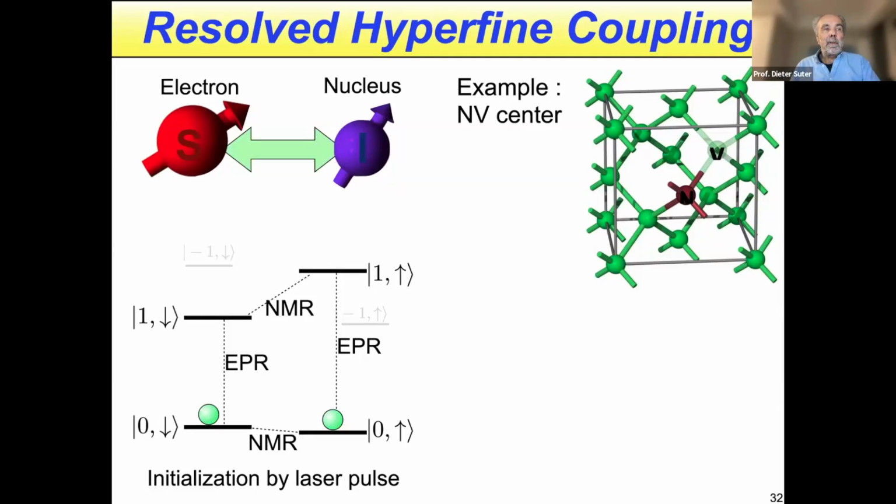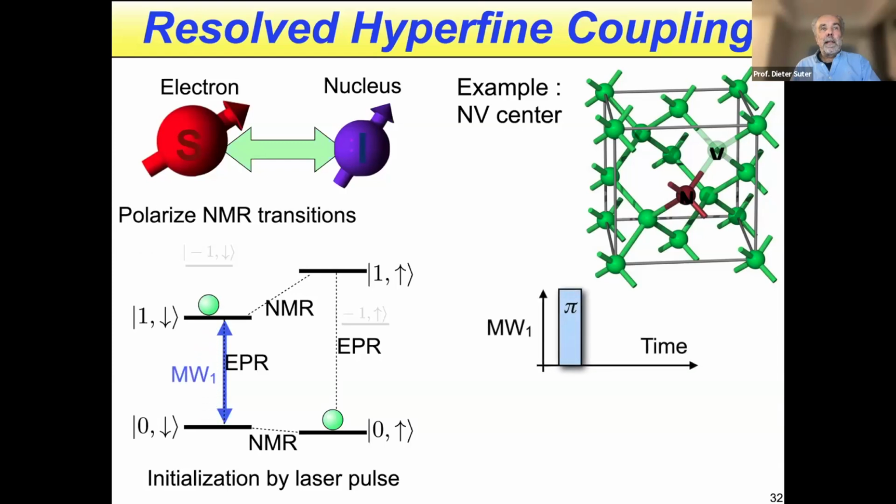So if we want to polarize the nuclear spin, one way to do that is to apply a microwave pulse on one of these EPR transitions. And now we have both NMR transitions polarized, but in opposite directions. So if we want to get full polarization of the nuclear spin, we can apply, for instance, a pi pulse also on one of the NMR transitions. So now the electron spin is depolarized, but the nuclear spin is fully polarized. So we have transferred the polarization to the nuclear spin.